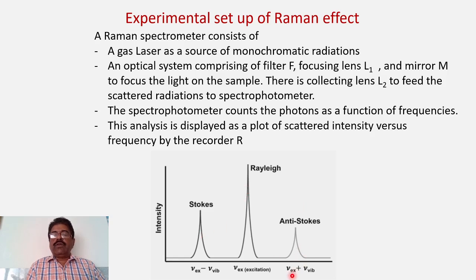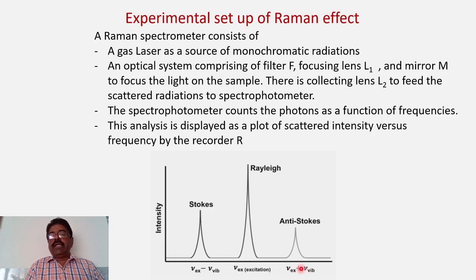So the anti-Stokes line, you can see, has the frequency: the excitation frequency plus the vibration frequency. Actually, here the vibration is the vibrational frequency. The interaction between the incident radiation and the vibrational motion of the molecule in the sample causes this addition in the frequency, excitation plus vibration. And this is called a vibrational anti-Stokes Raman line.